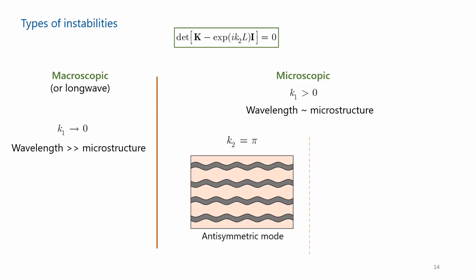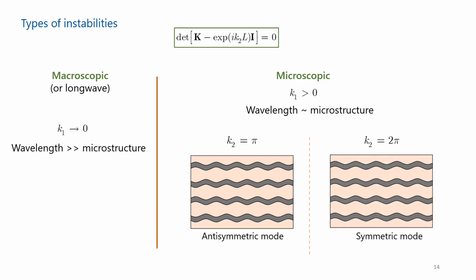Furthermore, on the basis of Floquet parameter K2, we get two distinct buckling modes. When K2 is equal to pi, we have the antisymmetric mode, and for K2 equal to 2 pi, we get the symmetric mode. Out of these two, the symmetric mode is commonly observed, whereas the antisymmetric is very rare in layered composites.